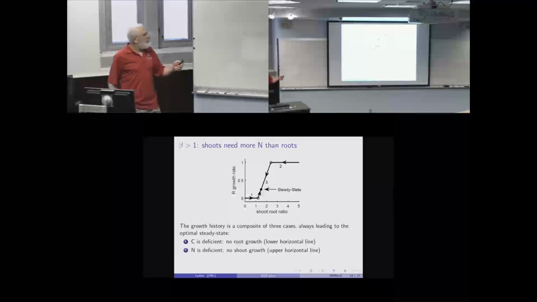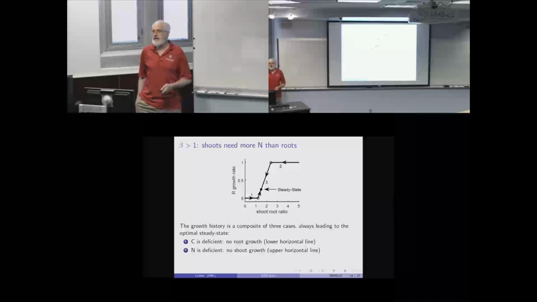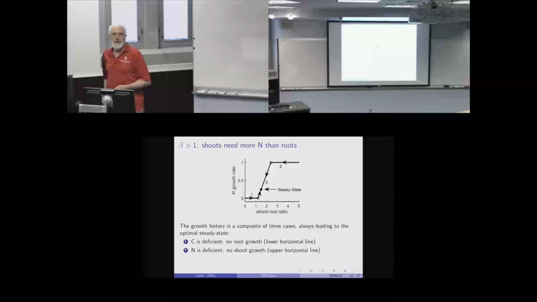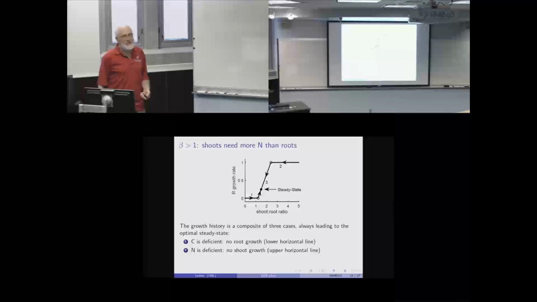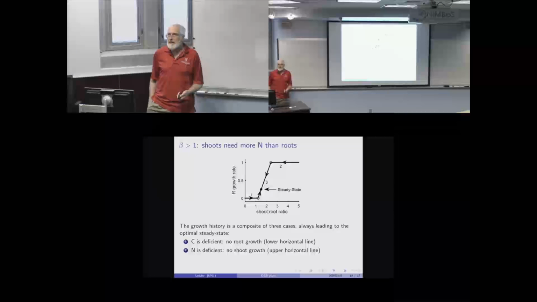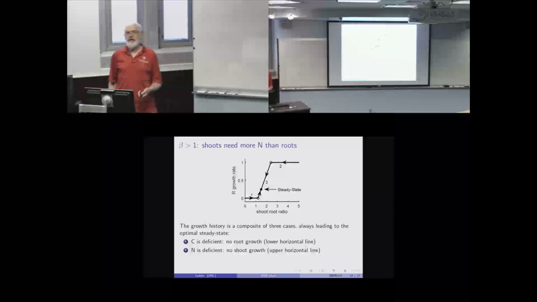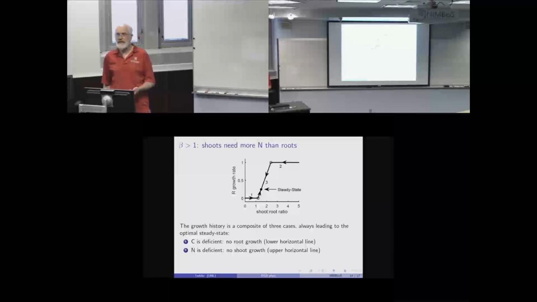In case 2, it's the opposite. Now you have a really large shoot-root ratio. So you have lots of carbon compared to the amount of nitrogen you have. The amount of nitrogen you have is deficient. And so there will be no shoot growth in this model because all of the nitrogen that's available is being used by the roots. The shoots have a small amount of nitrogen that's available from recycling, but it's not enough to maintain the amount of shoots that you currently have.